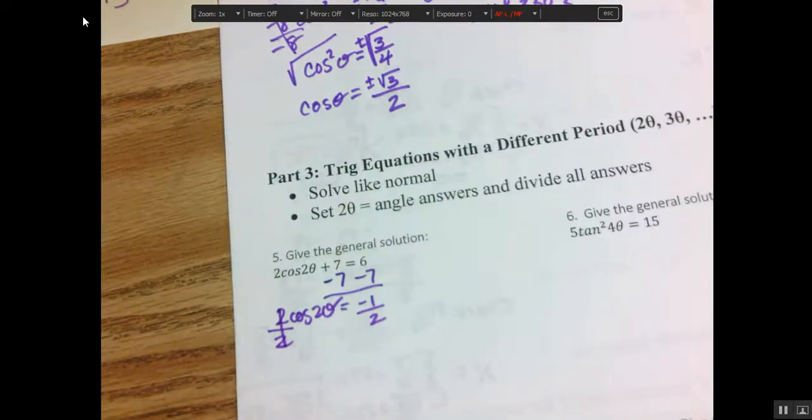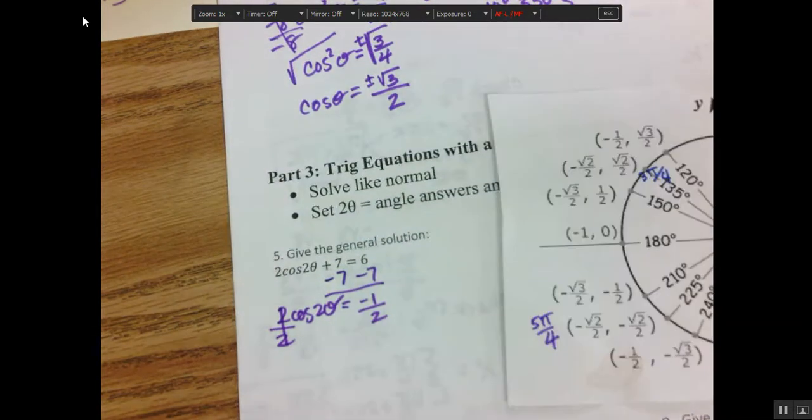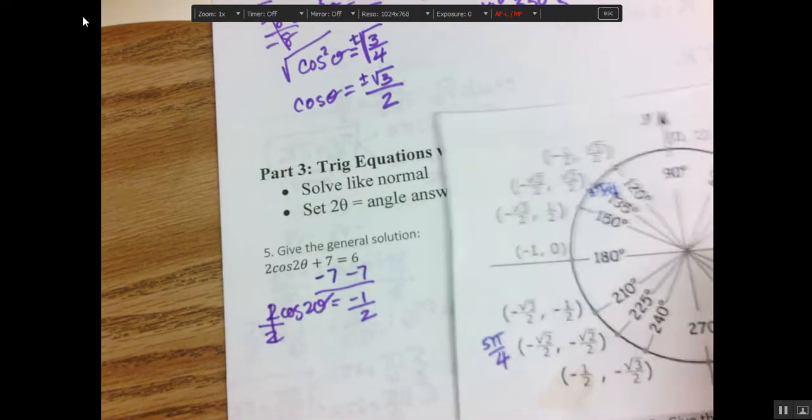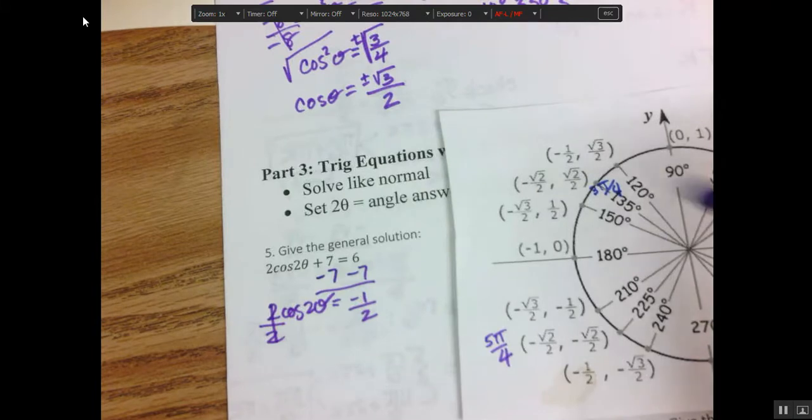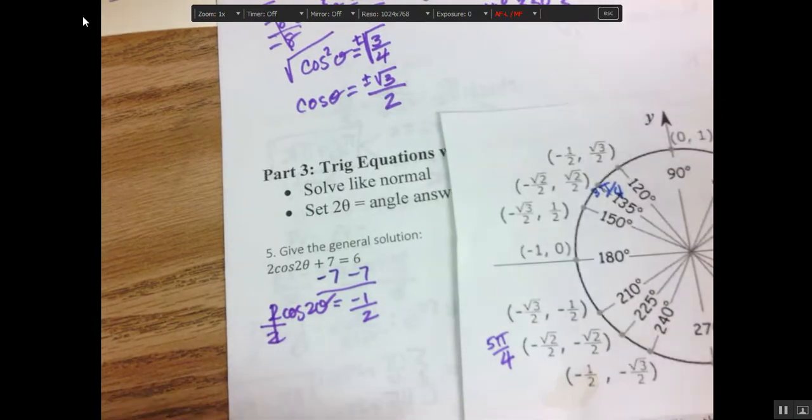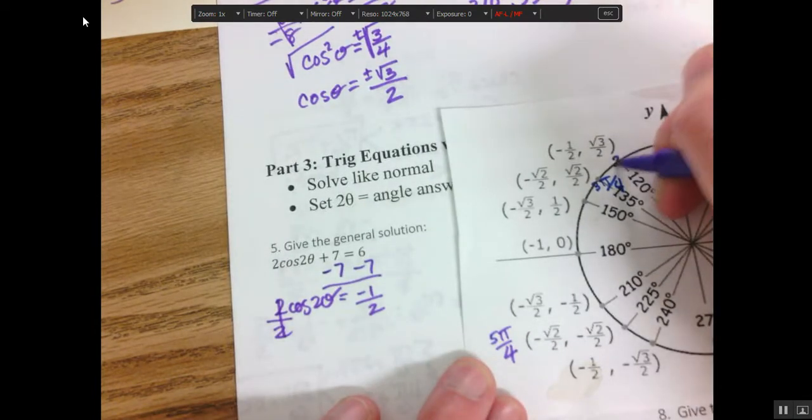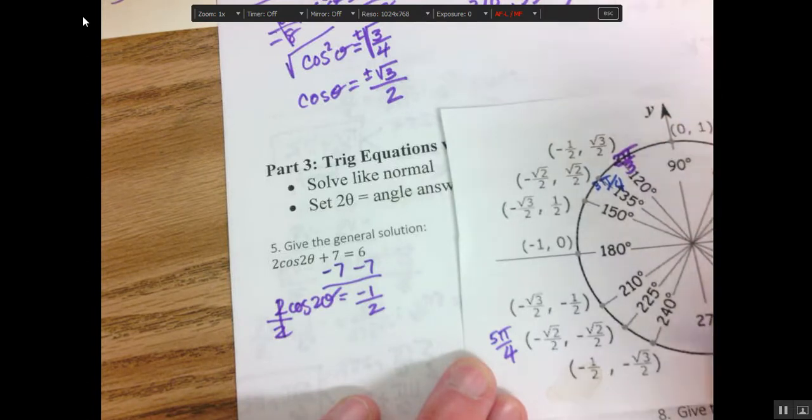Okay, cosine of 2 theta equals negative 1/2. Where on the unit circle is the cosine negative 1/2? So right here, 2 pi over 3. And what's the other one? 4 pi over 3 down here. Good.